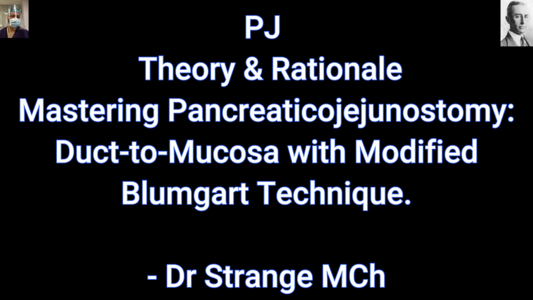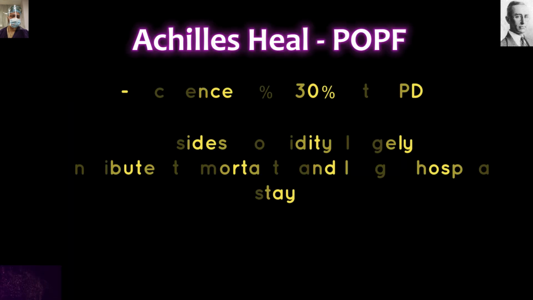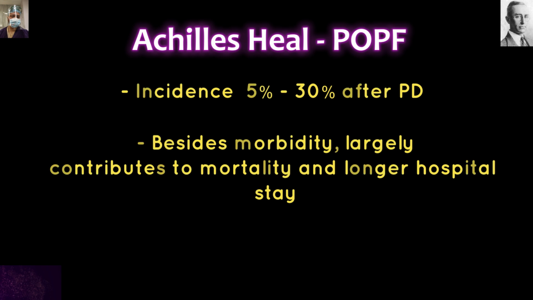So friends, when we talk about the PJ, Pancreatico-Jejunostomy or Pancreatico-Gastrostomy, what is the rationale, how to choose one over the other? Many things were discussed in the PG video, and there will be some overlap with the content. The incidence of post-operative pancreatic fistula is around 5 to 30% after PD. So, besides the morbidity, it also contributes to the mortality and longer hospital stay.